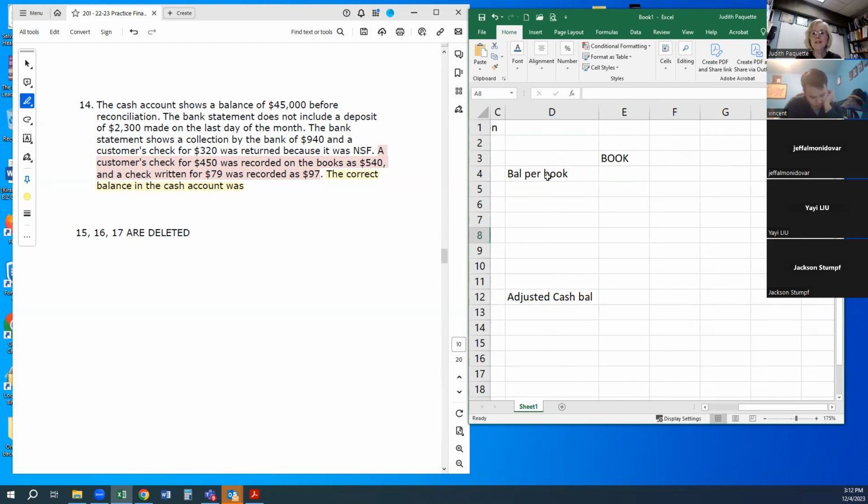Now, what are the things we add to the book? What are the things we subtract from the book? What do we add to the book balance? Go ahead and put it in the chat or call it out.